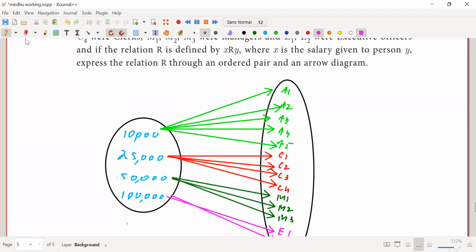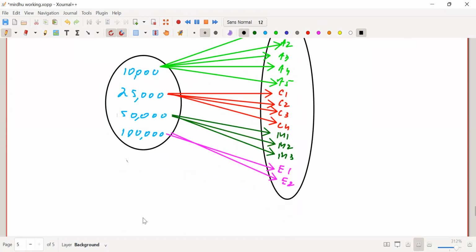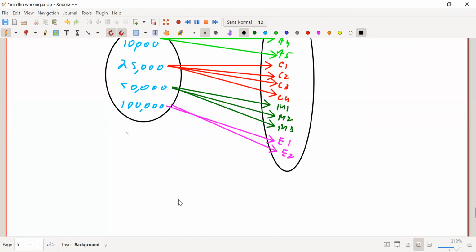Here we have to write X related to Y, relation salary. Automatically it will get into place. So your chapters are simple when you understand. If you don't understand, it will be difficult.